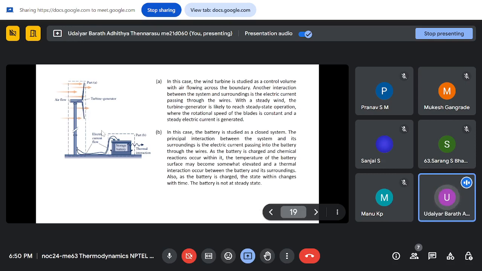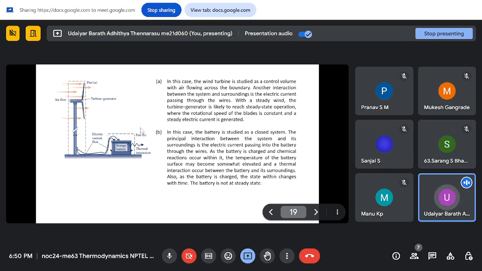Because of the air coming in, your blade rotates, so the rotation speed depends upon the velocity. Because the air which is coming in is at constant velocity, your electricity will also be constant, so everything will not vary with time. So in that case, you can assume this to be a steady state system.